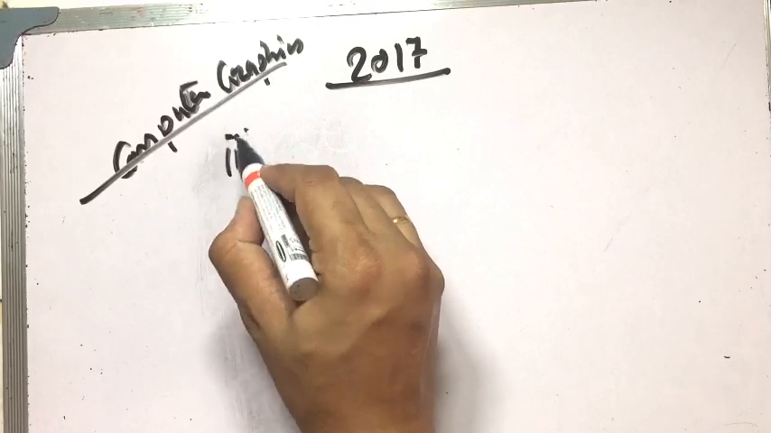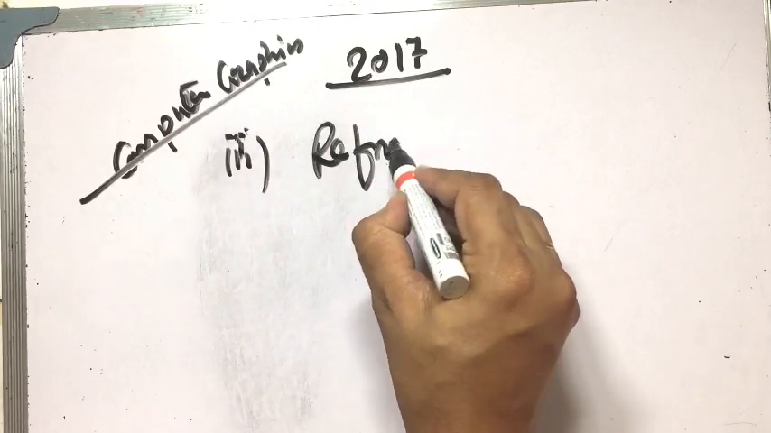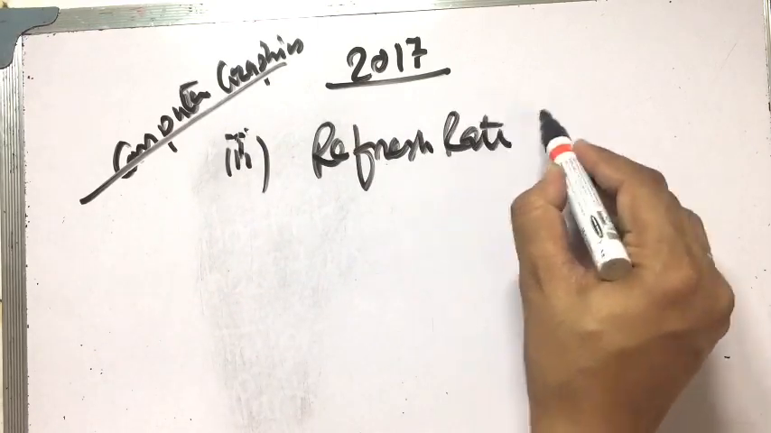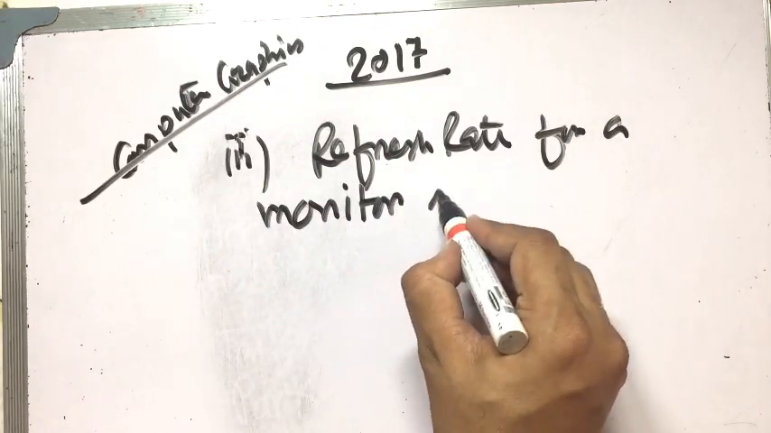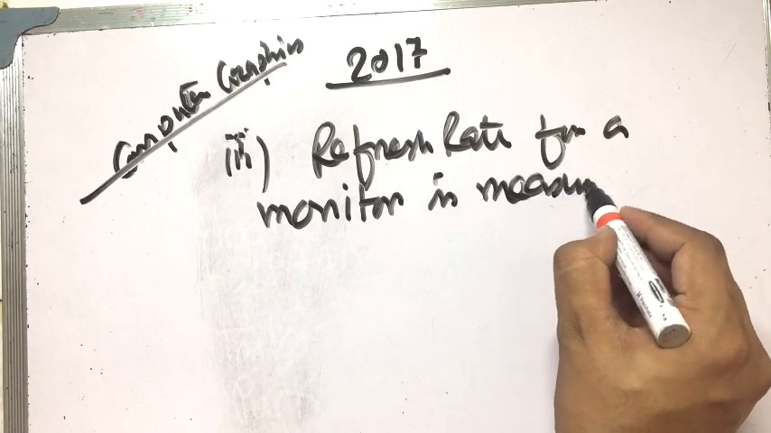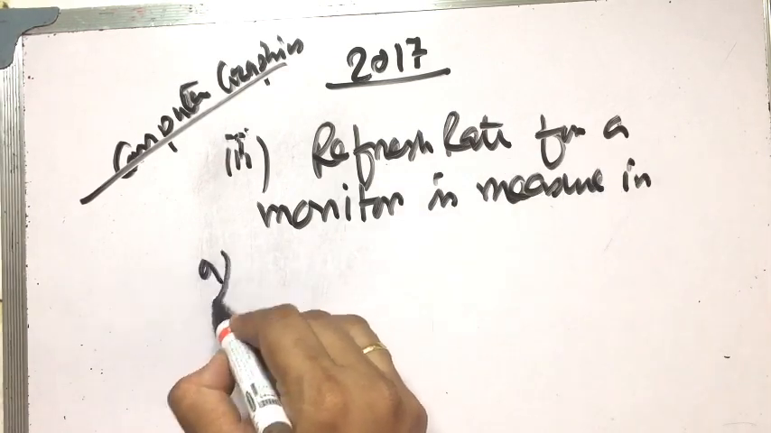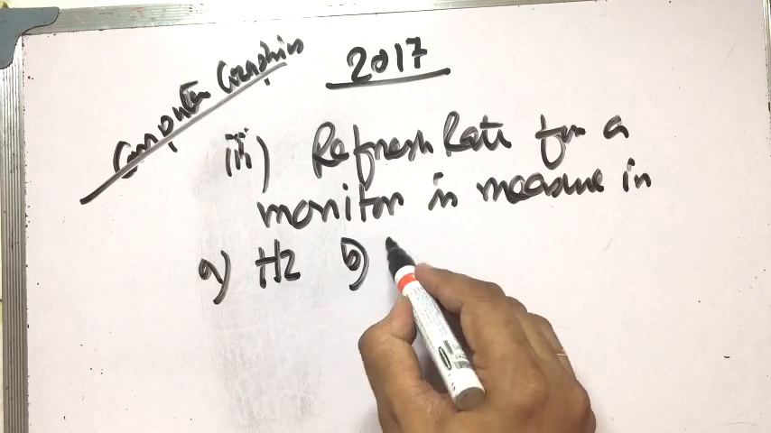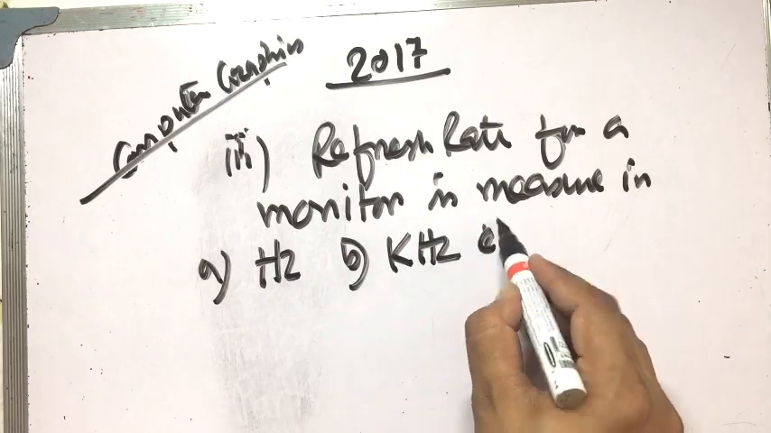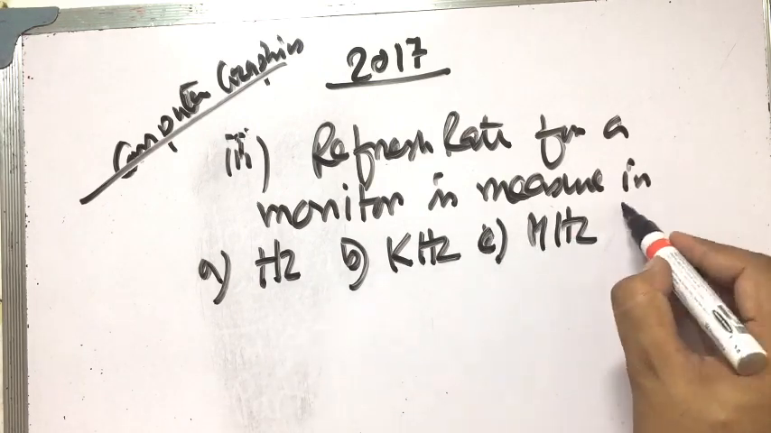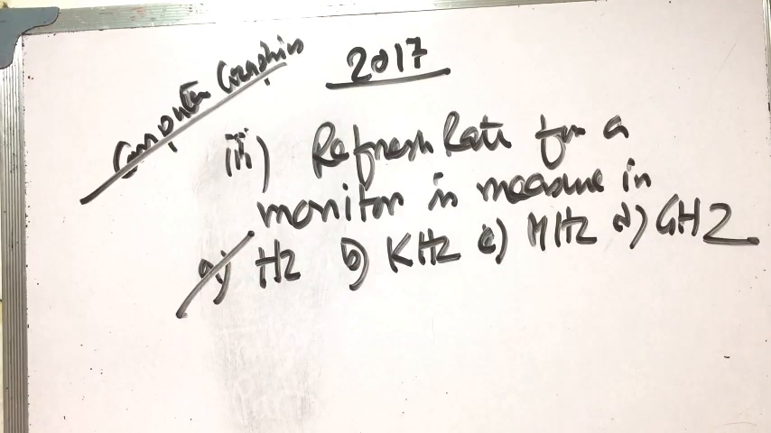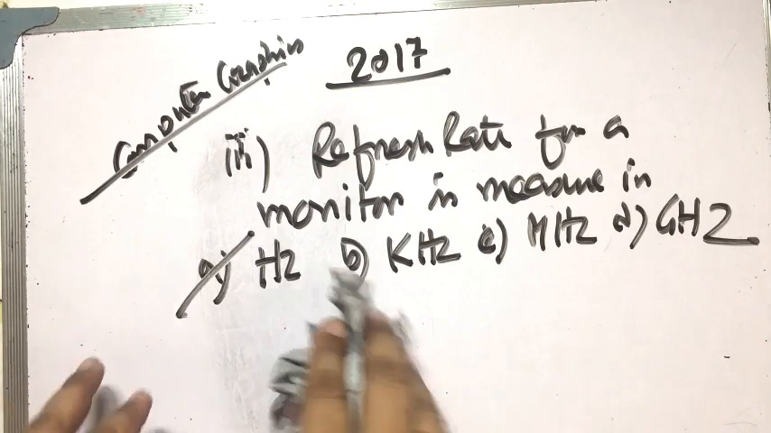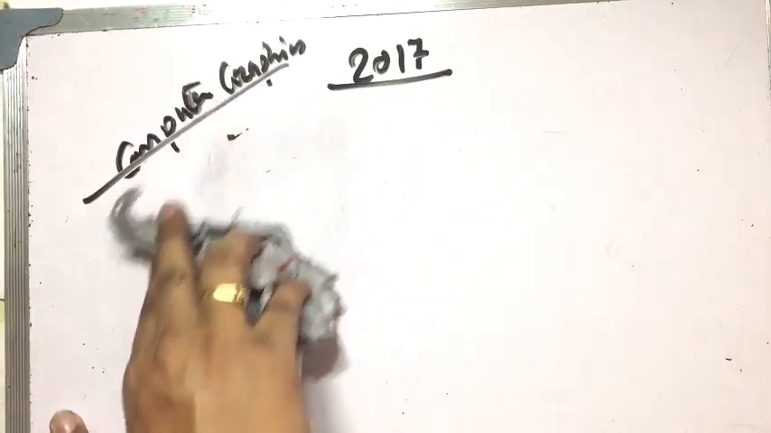Question number 3. Refresh rate for a monitor is measured in: option A hertz, Hz, option B kilohertz, option C megahertz, option D gigahertz. The answer is hertz. Refresh rate for a monitor is measured in hertz. This is question number 3.